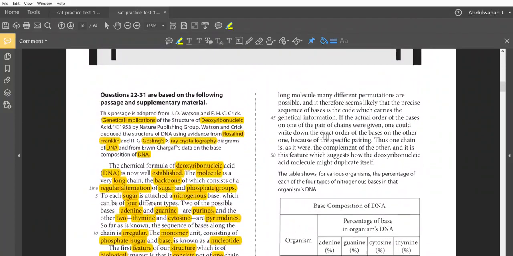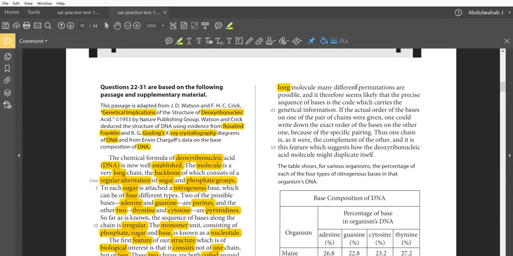So it follows that in a long molecule, many different permutations are possible. They could be in any order. You could have, for example, adenine, thymine, and then another adenine and thymine, and then a cytosine and a guanine. Or you could have 5 adenine, thymine bonds together, and then 3 cytosine, guanine. You could have any range of permutations, but in every case, the adenine must be bonded to a thymine and the guanine to a cytosine.